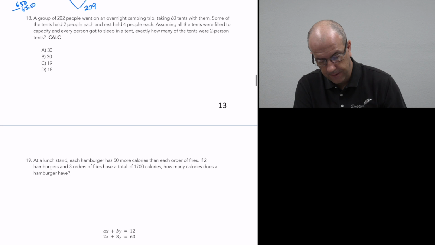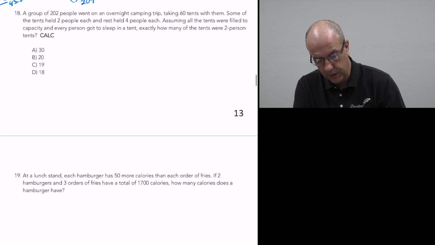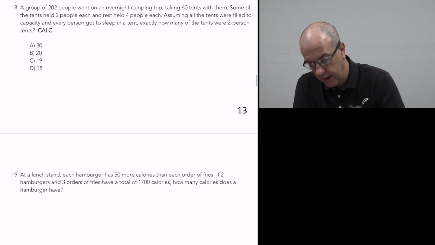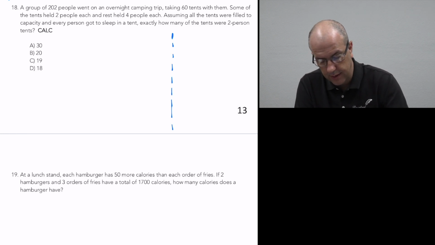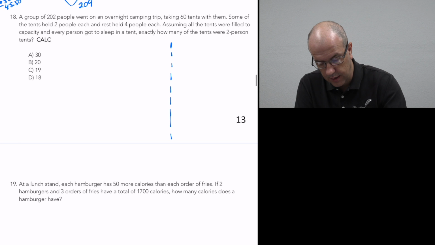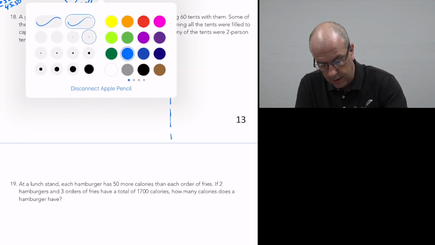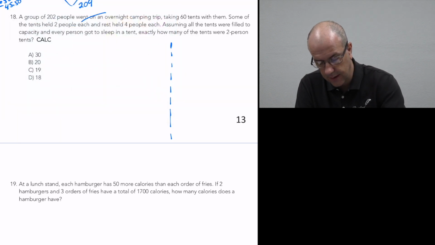Okay, number 18. We're going to do the same way we did the previous question, so I'm going to go a little bit faster here. I'm going to call the number of two-person tents T, and the four-person tents F.